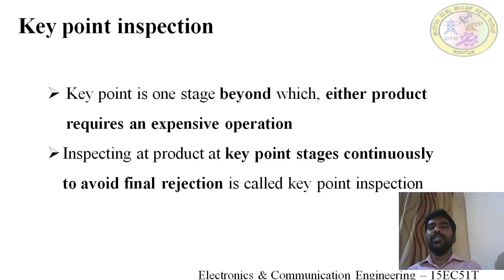Then key part inspection. In a production process there are n number of operations carried out. There will be one particular stage, and the next stage is a most expensive operation. Before doing an expensive operation, you have to check whether that semi-finished product is working or not. If you do the expensive operation on a non-working semi-finished product, then the final product will go into rejection. So that is the mechanism used in key point inspection.